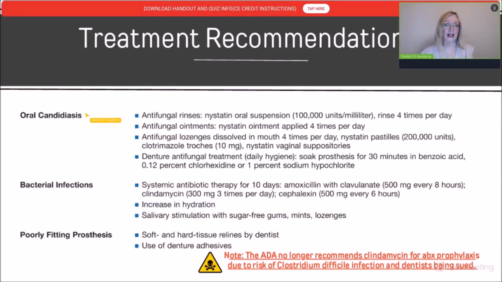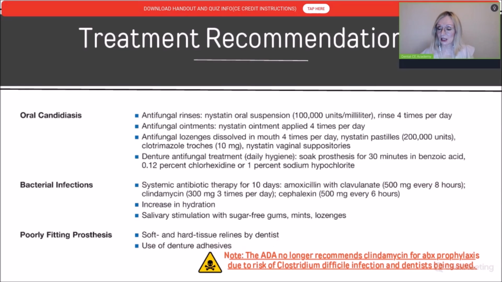So oral candidiasis, certainly nystatin rinse. There are antifungal ointments that they can use in the marionette lines. And if you can get rid of the angular cheilitis caused by the xerostomia, and you can very quickly, especially if you address the fungal infection, you're going to be their hero because that is a very painful condition. All right. For bacterial infections, systemic antibiotic therapy may be required. You want to increase hydration and stimulate saliva with either mints or lozenges. Sometimes gums are not going to work well for these patients.